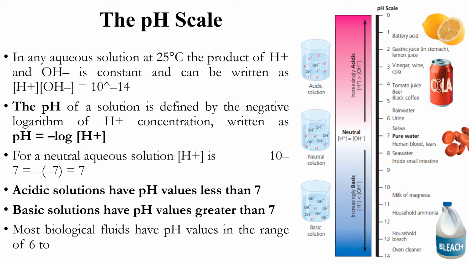For a neutral aqueous solution, pH is 7. Acidic solutions have pH values less than 7 and basic solutions have pH values greater than 7. Most biological fluids have pH values in the range of 6 to 7.